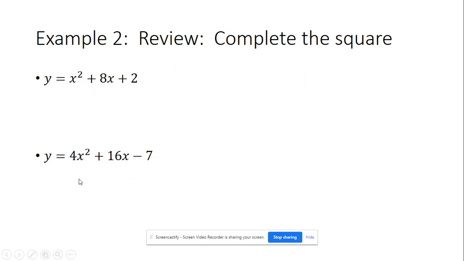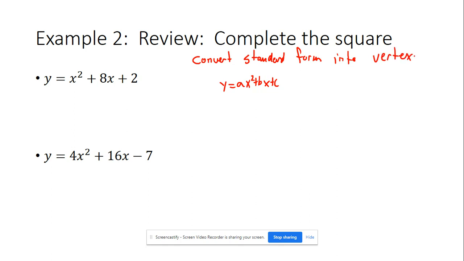Okay, all right. Example 2. So review completing the square. The reason why we completed the square in our last unit was to convert standard form, and that was y equals ax squared plus bx plus c, into vertex form, which is y equals a(x minus p) squared plus q. So here's standard form and here's vertex form. Completing the square did this for us.